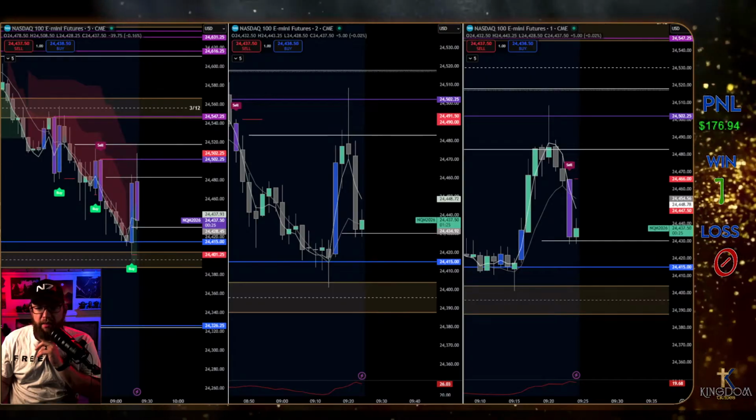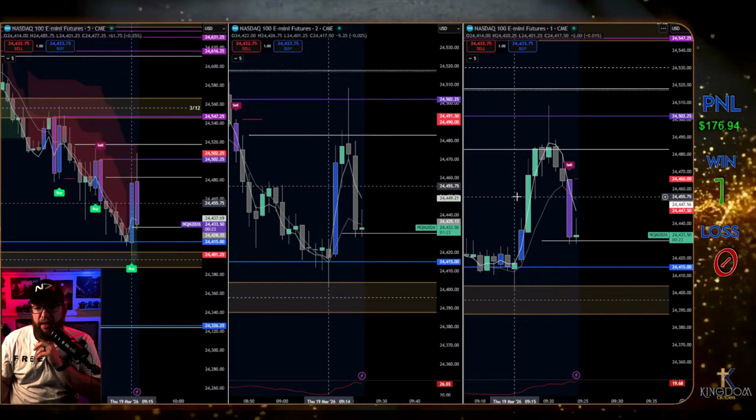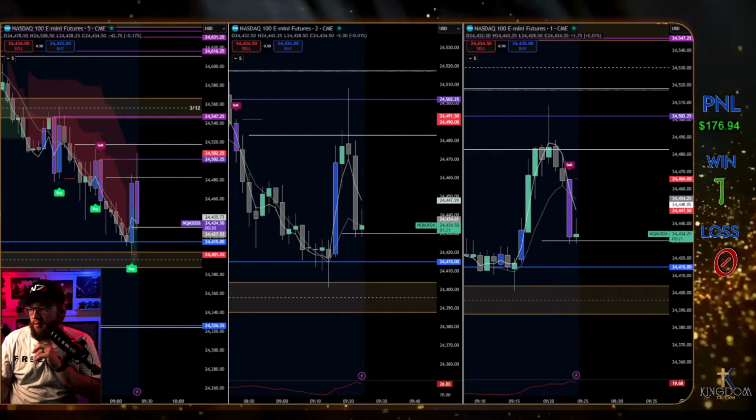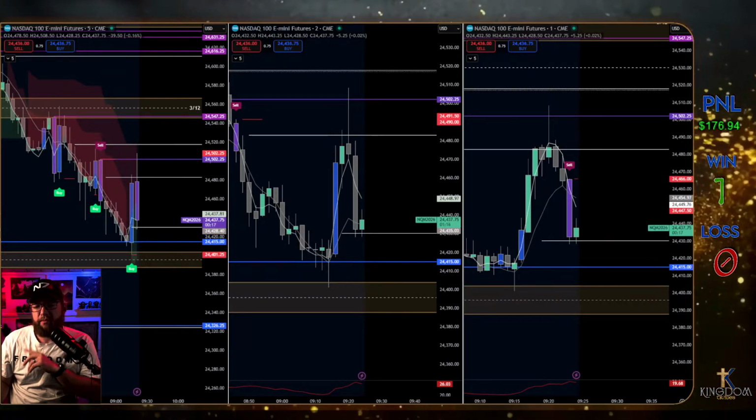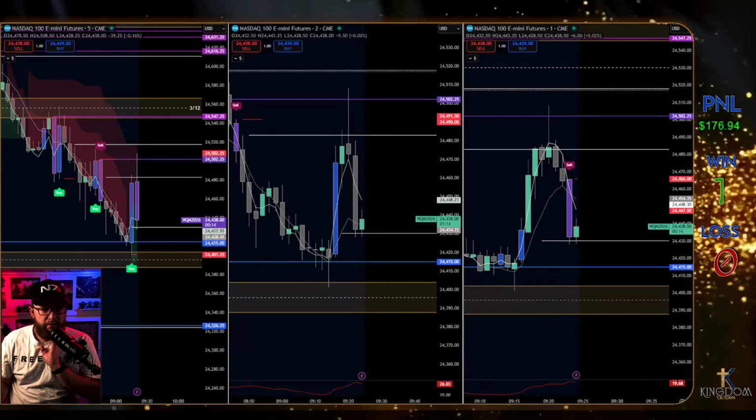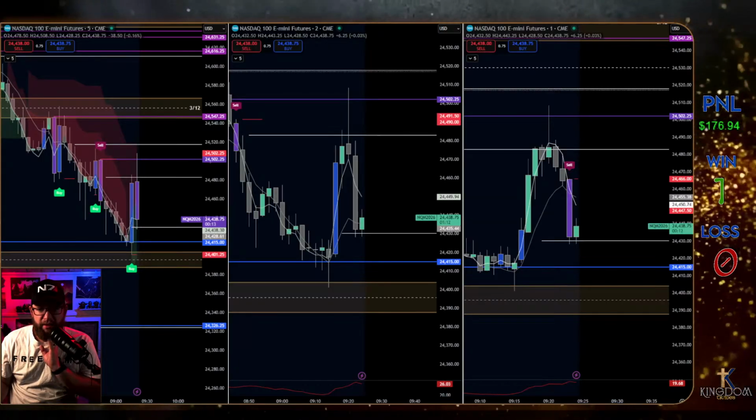That was a big purple. It is not forming a new low though. So this is a lower high at this point in time. Bounce in the 5-minute cross.